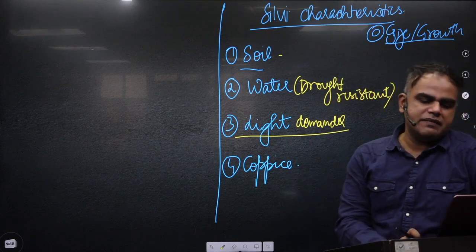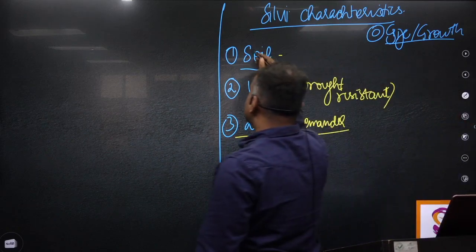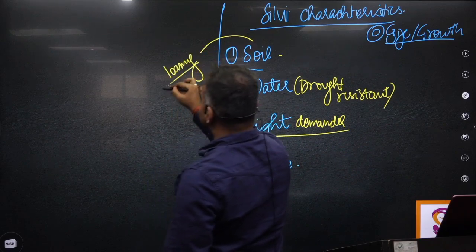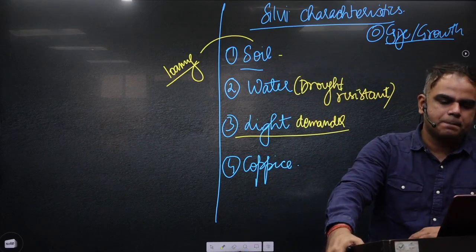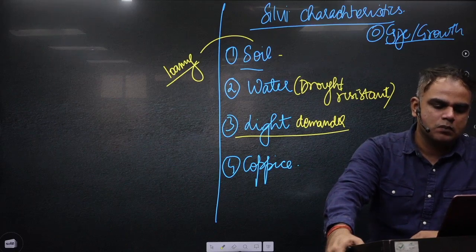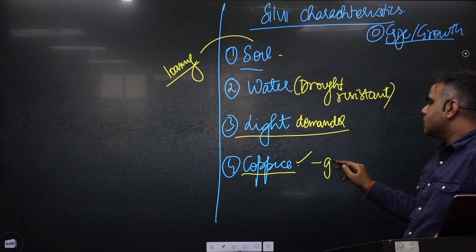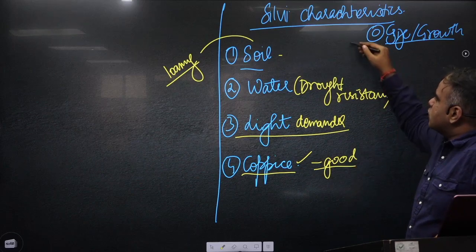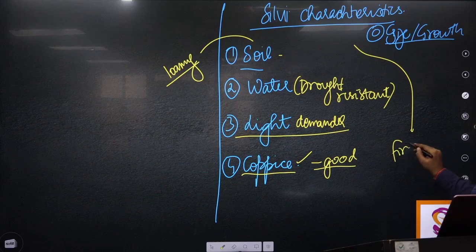Okay, so it can even tolerate degraded soils with low fertility. However, it would prefer more loamy soils. It has very good coppicing ability. It is able to coppice very well. In addition to this, because it is thriving in tough conditions, it is also fire resistant.